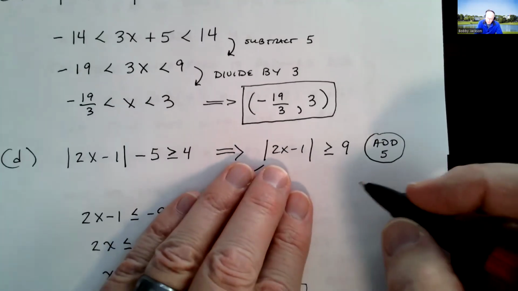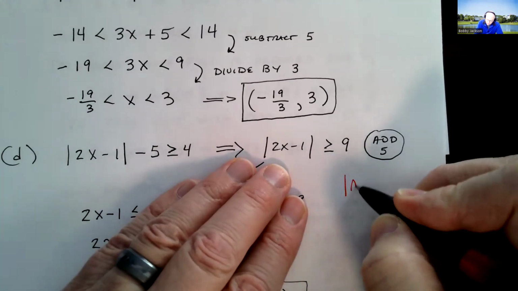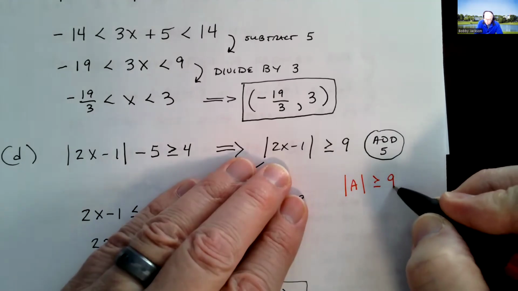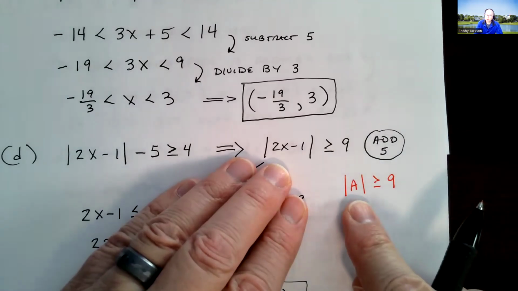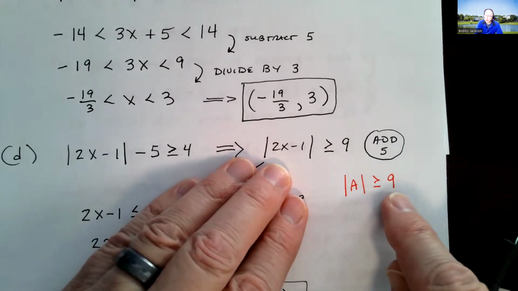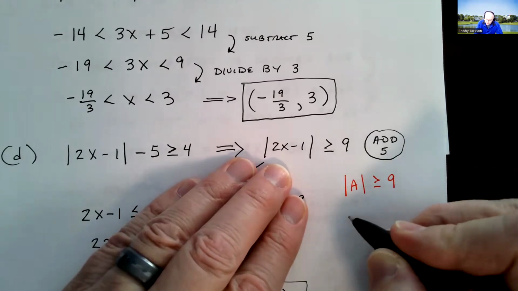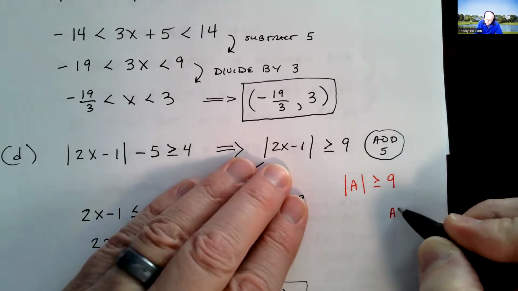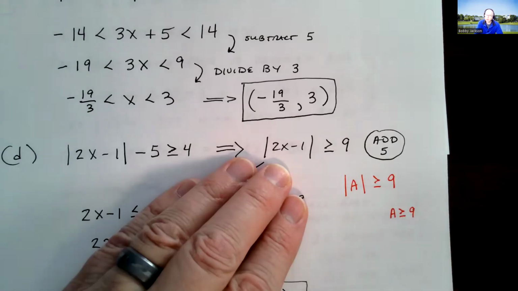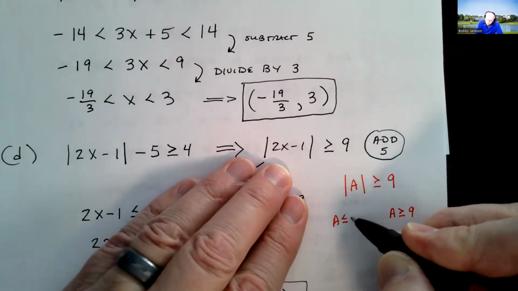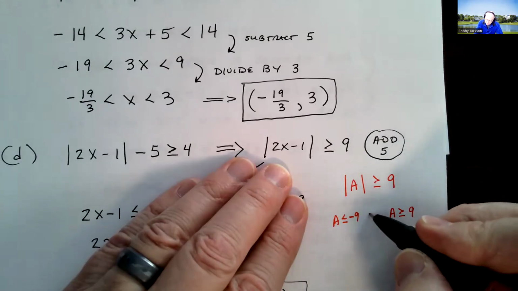Now, this one has the absolute value of some quantity being greater than or equal to a number. Well, in this case, the number is 9. So what does that mean? You're more than or equal to 9 units from 0. So you're 9 or more units from 0. That means either a is greater than or equal to 9, because that would be more than 9 units from 0. But also a can be less than or equal to negative 9, going in the other direction.